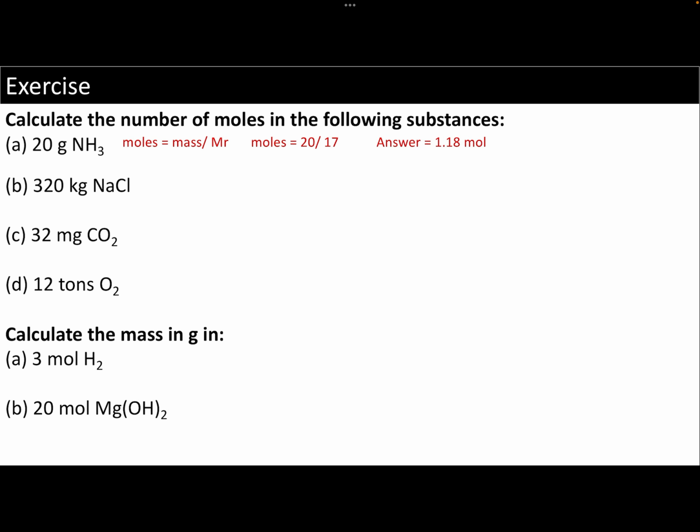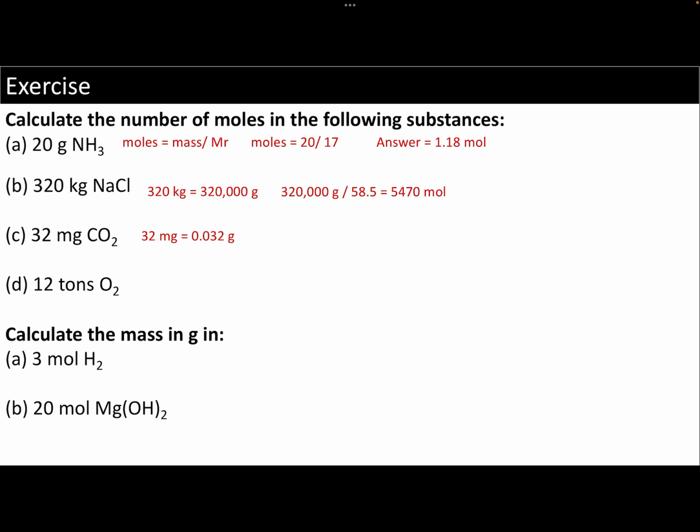We need to work in grams, so if you had a question saying kilograms, you'd need to do a unit conversion. So 320 kilograms would be 320,000 grams. Mass over MR is moles, so 23 for sodium, chlorine being 35.5, don't round it, don't take it to 36. Chlorine is 35.5, giving a total of 58.5. So 320,000 divided by 58.5 gives you 5,470 moles.